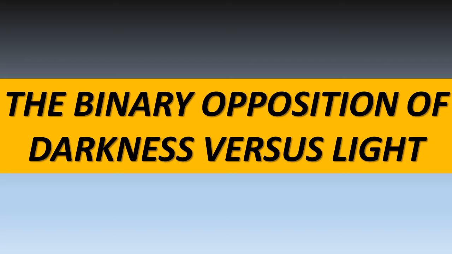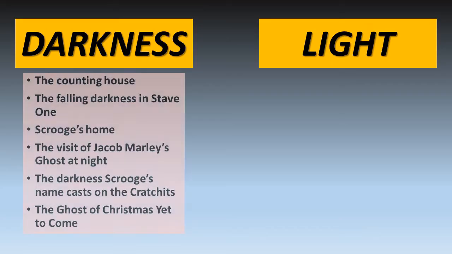Another thing that you could do is explore this concept, which is top band, the binary opposition between darkness versus light. I'll take you through that now. So darkness and light are 2 opposing symbols in the novel. For darkness, this turns up in many places. We've got the counting house, which is very dimly lit. We've got the falling darkness in Stave 1 as nighttime draws. We've got Scrooge's home.